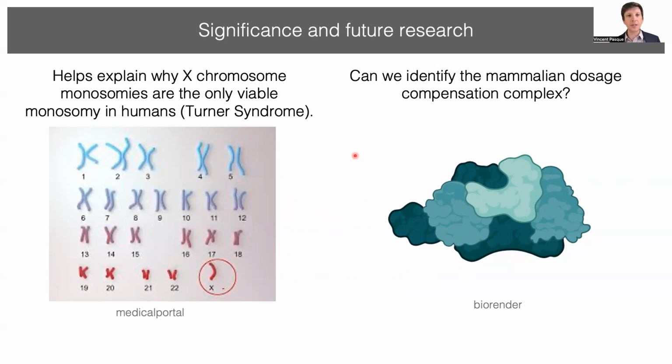And then the future research, what is really exciting, is can we now identify the mammalian dosage compensation complex? And we don't think that it is actually fully conserved with other species because it evolved independently.